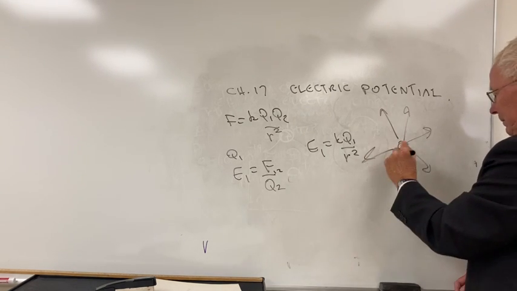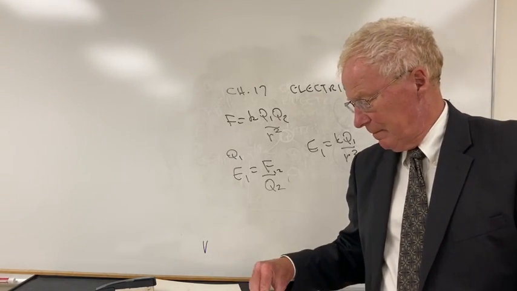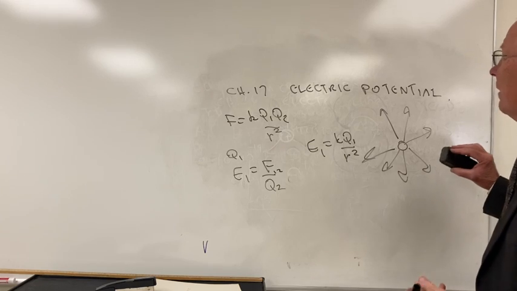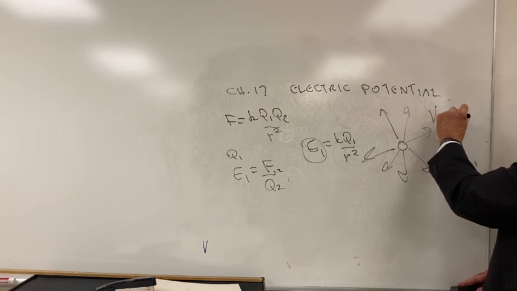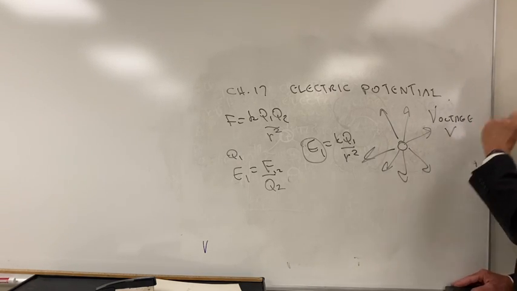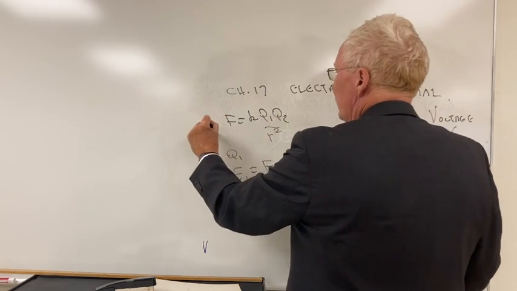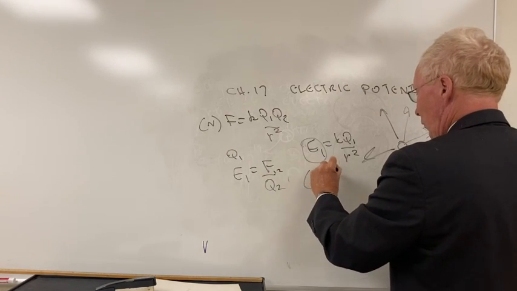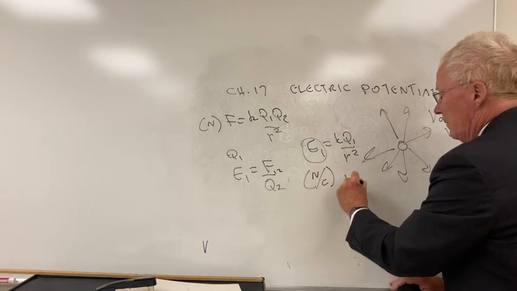So this electric field, for a point charge, radiates straight out. Now, what we're going to do for chapter 17 is introduce this term of voltage. All right, not velocity, but voltage. E has units of Newton per Coulomb, or, as we'll see, it's also volts per meter.